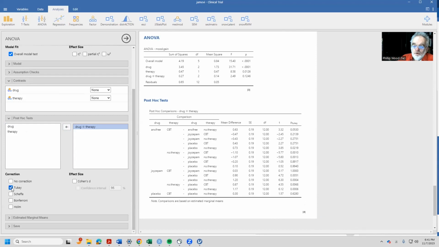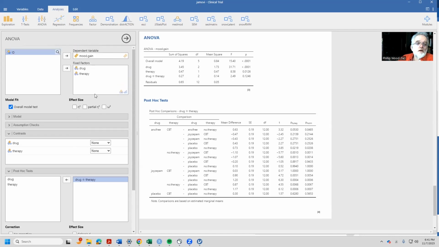In addition to the Tukey honestly significant difference test, sometimes people will look at the Holm test because it better controls for experiment-wise alpha. You don't need to know the details of that. Just know that you can sometimes click that and get a slightly different pattern of mean effects.